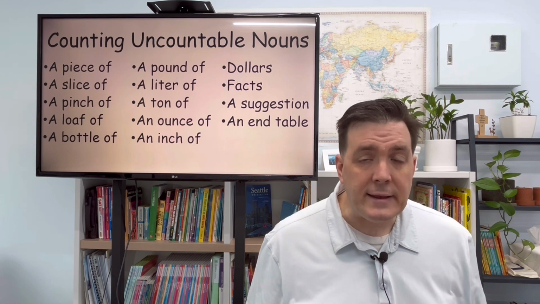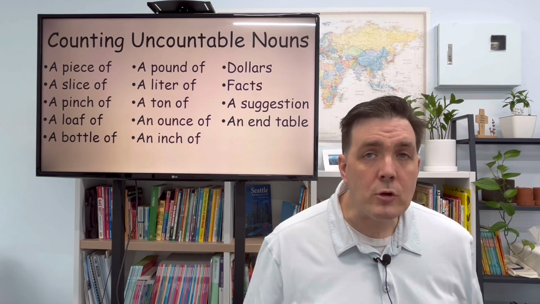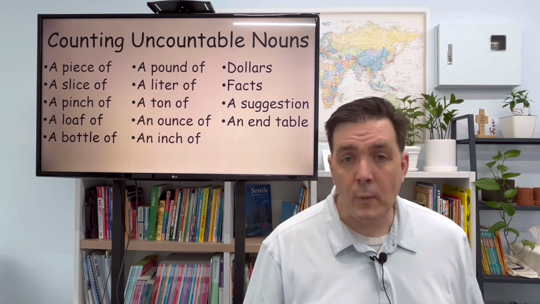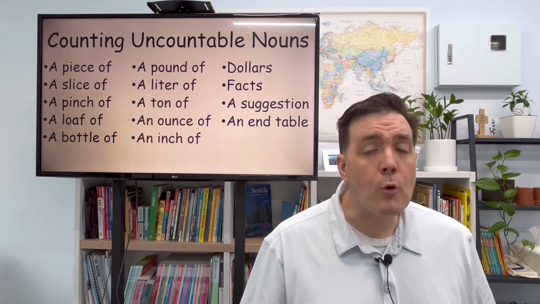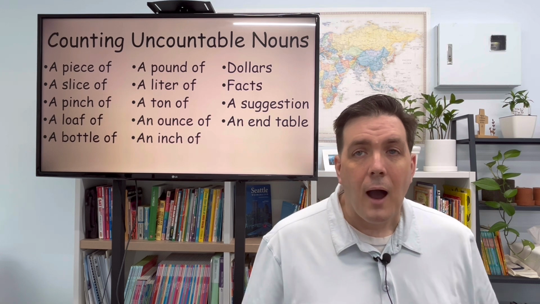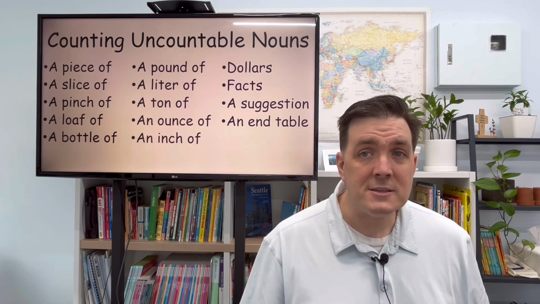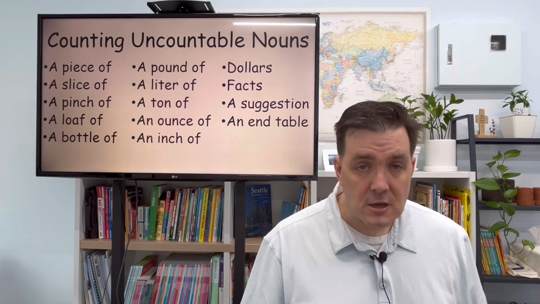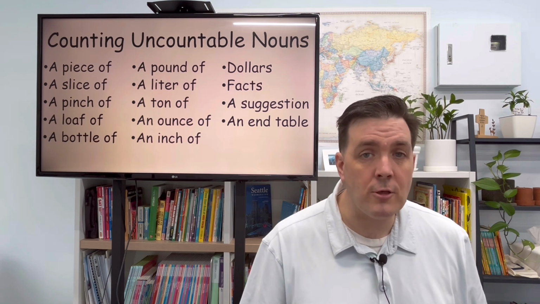So I need some money. I need $20. I am looking for some new knowledge. Knowledge is uncountable. I'm looking for 20 facts about the Korean War. I'm looking for some advice. I want a suggestion. I have to move some furniture. I have to move an end table. Okay? So here, furniture, advice, knowledge, money are all uncountable nouns, but we substitute them for other things.